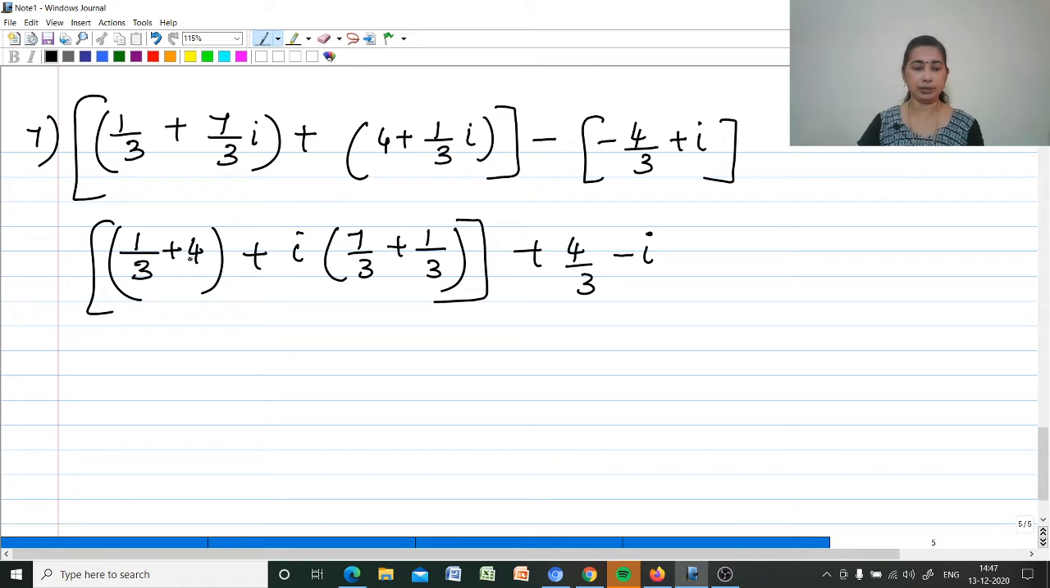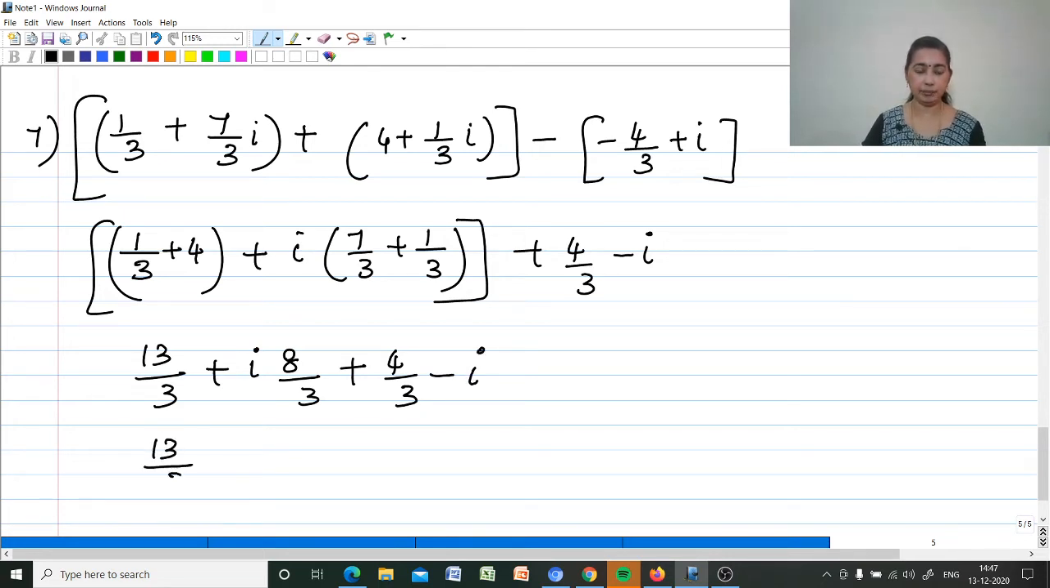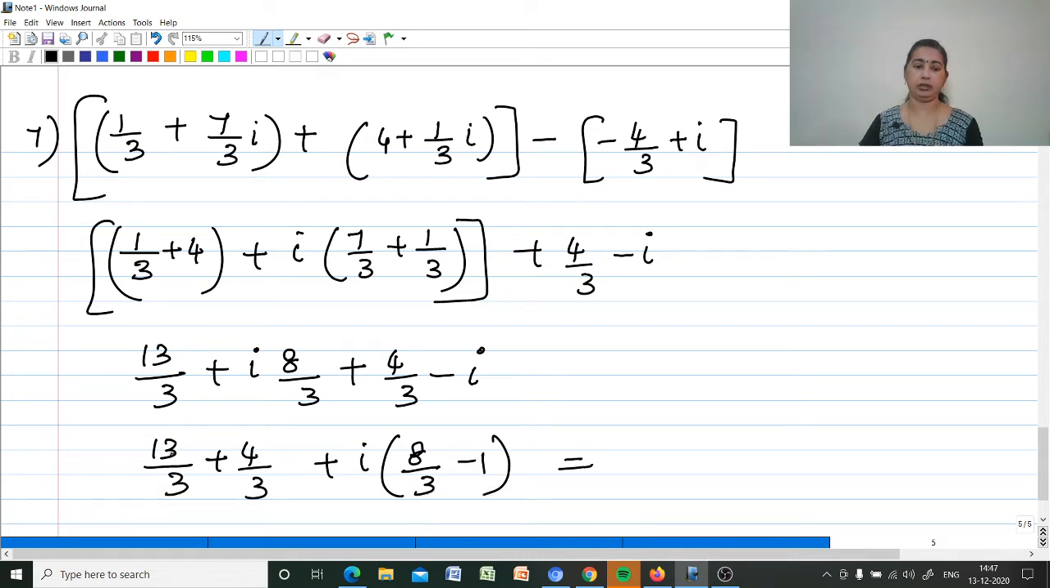And here cross multiplying, we are getting (1 + 12), that is 13/3, plus i into 8/3, plus 4/3, plus i minus i. Now the real parts you can write together, that is 13/3 + 4/3 + i(8/3 − 1). And the real part, 13/3 + 4/3 is 17/3, plus, here cross multiplying, 8 − 3 is 5. So 5/3 i.